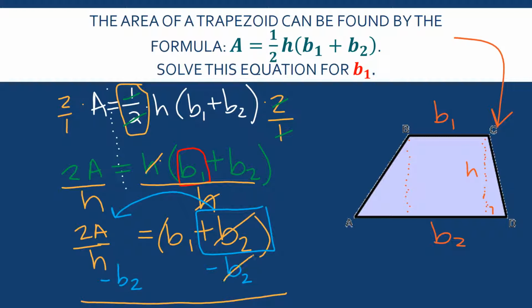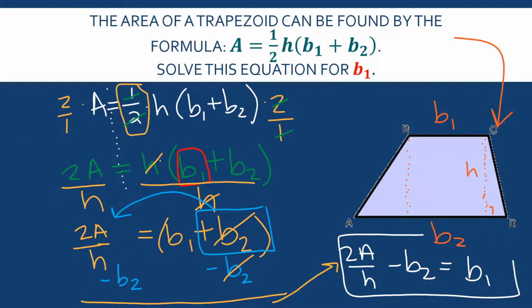Okay, these would cancel. I'm going to write my answer here. And so notice that b1 is now by itself. And then on the other side, we have 2a over h minus b2. So this would be our answer for this specific problem. Remember, there are multiple ways to write this. This is just one way.